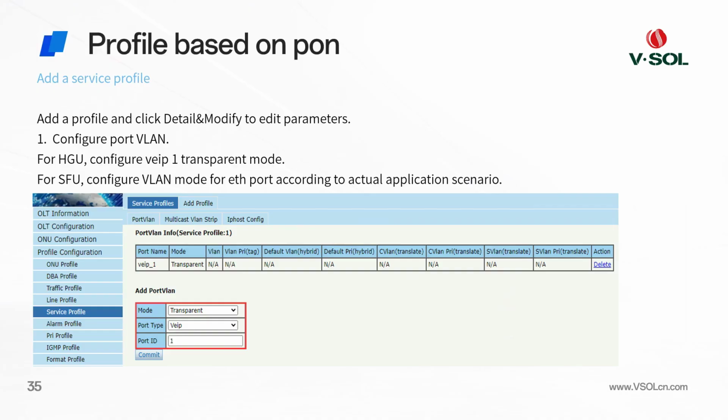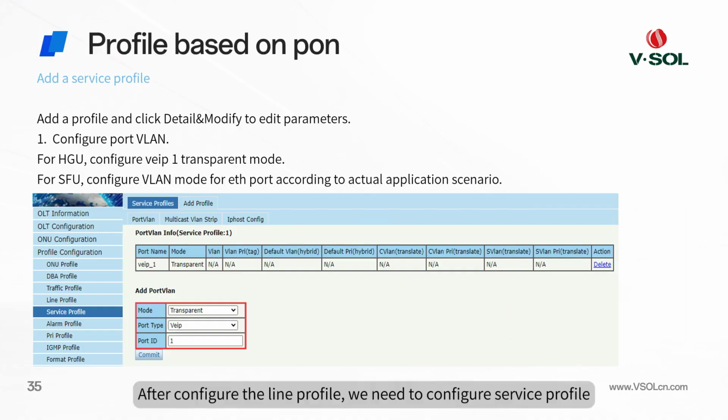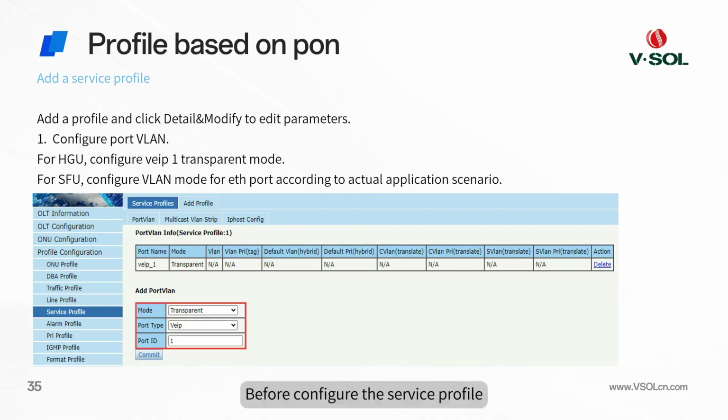After configuring the line profile, we need to configure the service profile. Before configuring the service profile, you need to make sure which mode your ONU works in. The ONU has two modes: one is HGU, the other is SFU. There is a simple way to tell the type of ONU. You can open the ONU web page. If you can configure the ONU, it is HGU; if you can't configure it, it is SFU.